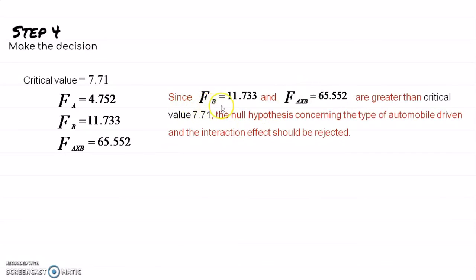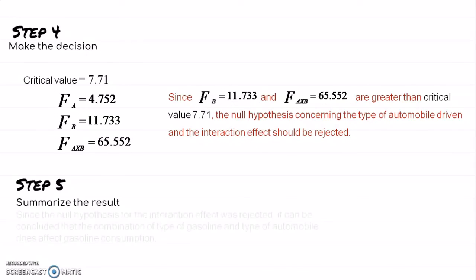Since FB equals to 11.733 and FA times B equal to 65.552 are greater than critical value 7.71, the null hypothesis concerning the type of automobile driven and the interaction effect should be rejected. Okay, the last step is step 5. Kita perlu summarize the result.